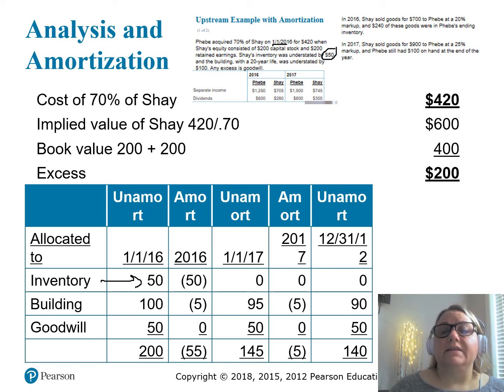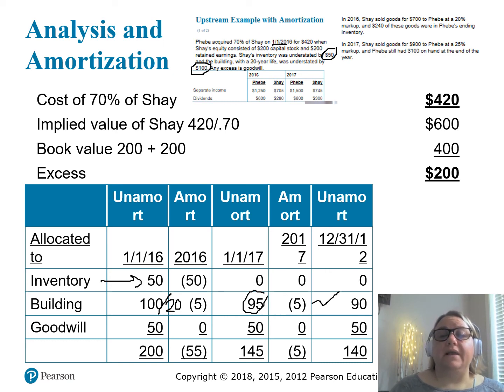The building was understated by 100. It has a 20-year life, so we're going to divide that 100 by 20, right? To get the 5 amortization. All right, so this gives us an unamortized balance. It's a 20-year life, so it'll come off again in 2017. Okay. The goodwill comes through and just sits here. It's not amortized. Right, so here's our schedule.